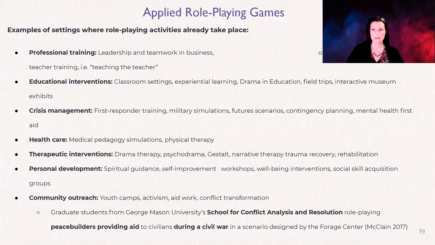And then finally, we have community outreach. So youth camps, activism, aid work, and conflict transformation. An example of that is graduate students from George Mason University's School for Conflict Analysis and Resolution. They engaged in this role-playing activity where they were peace builders providing aid to civilians during a civil war. And this scenario was designed by the Forage Center.